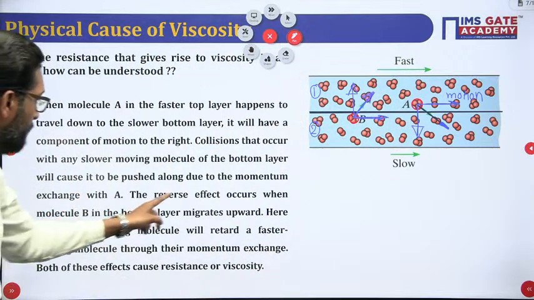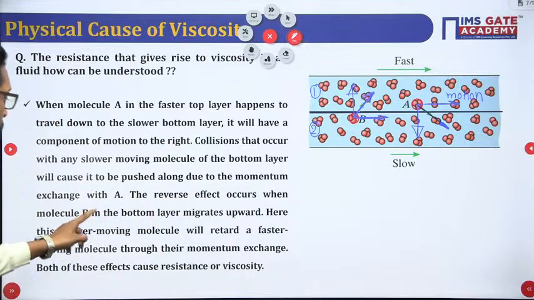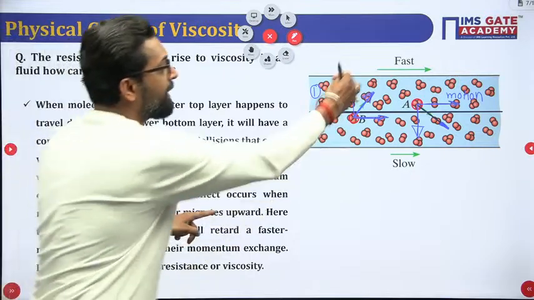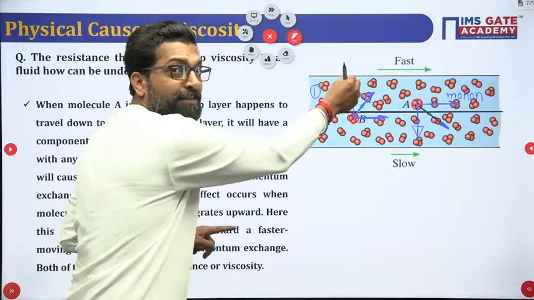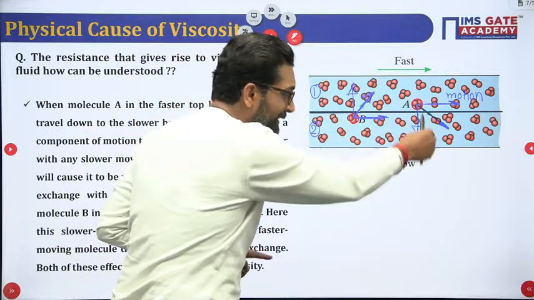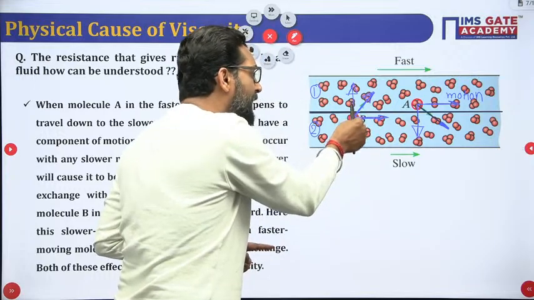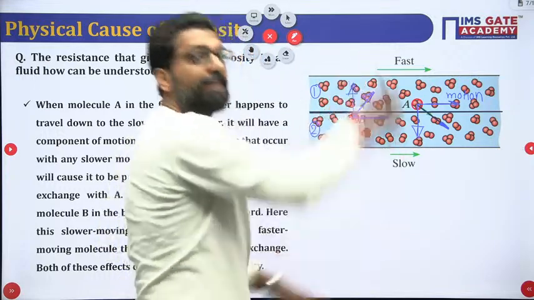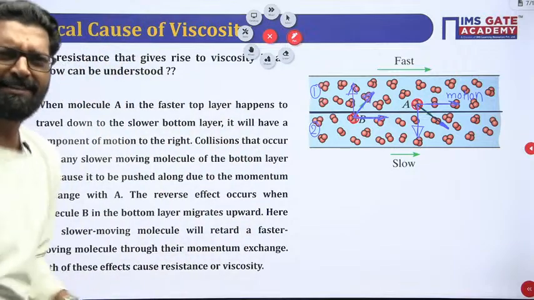Now, the reverse effect occurs when molecule B in the bottom layer migrates up. It will also exchange momentum. This A will try to enter the slower molecule and exchange momentum, and likewise it will enter the faster molecule and exchange momentum. So there must be a momentum exchange.